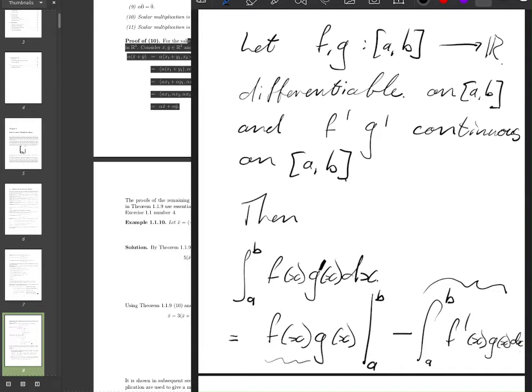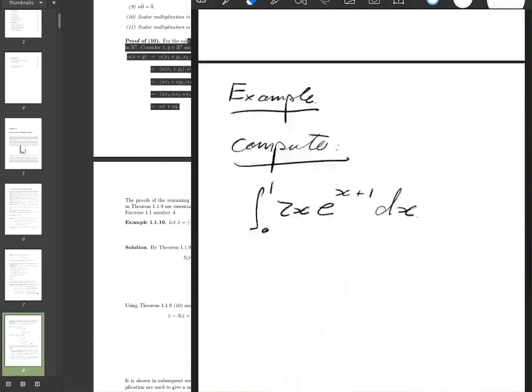And of course here in this term we don't need to worry about anything, because this is just substituting in the values of these endpoints. So by transferring the derivative, we are hoping to get this integral on the other side of our formula to be simpler. Okay, let's take a look at an example.